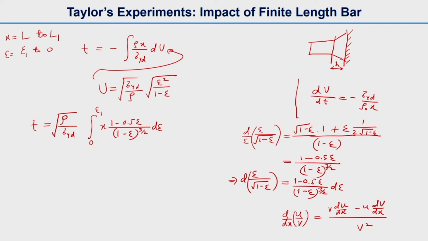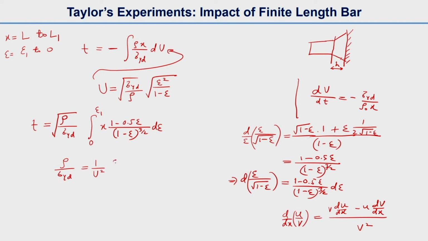This will be 0, and we have a minus sign here, so now we can take from 0 to epsilon 1, we reversed it with the minus sign. So this is the total time, and we have a relationship with rho sigma yd.